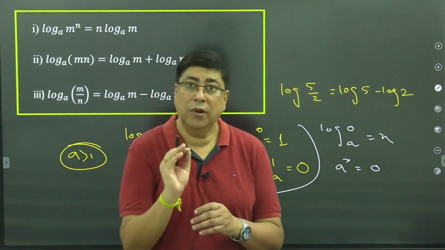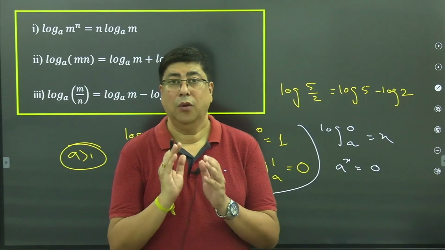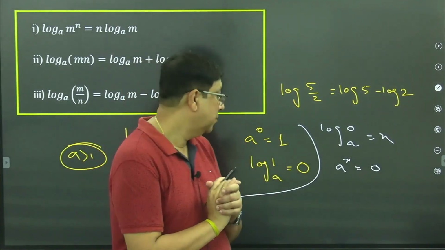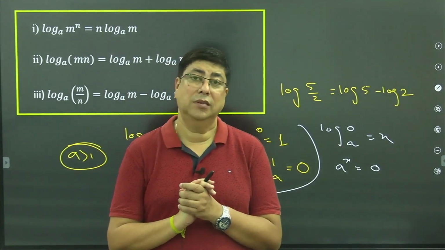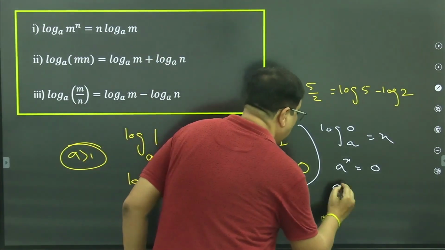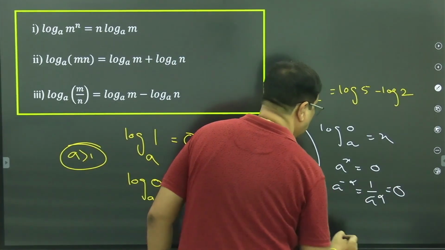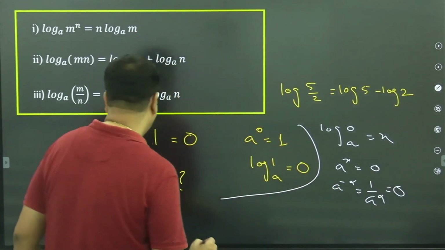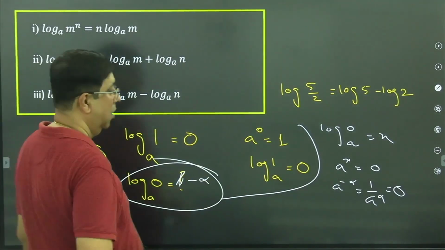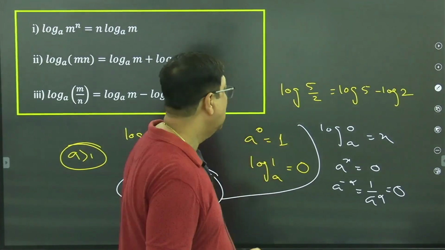What should be the value of x so that we get 0 here? The answer is: if x is minus infinity. Remember this. That means a to the power minus infinity is 1 by a to the power infinity, and 1 by a very big number is 0. So log 0 comes out to be minus infinity. When I draw the graph, it will be totally clear for you to understand. So let's go to the next property.